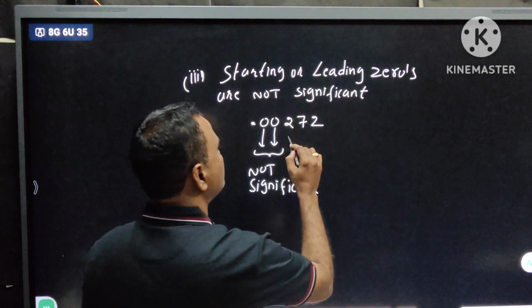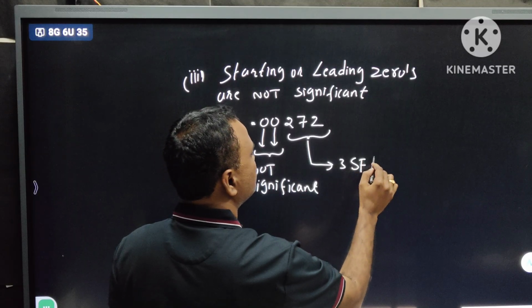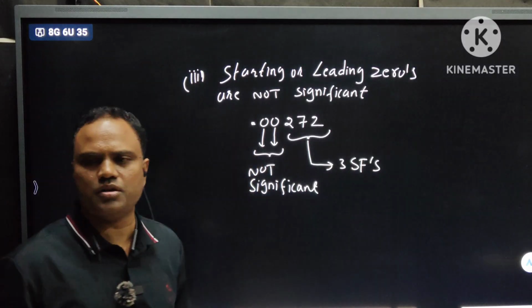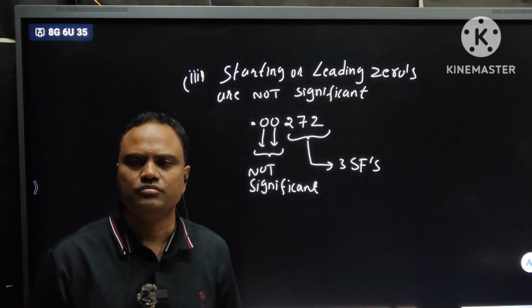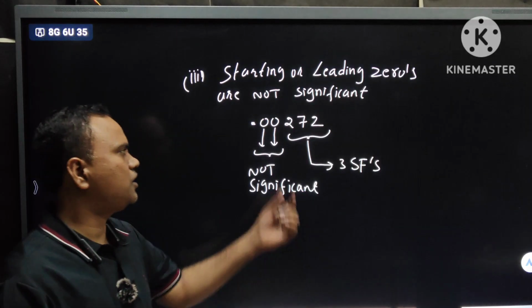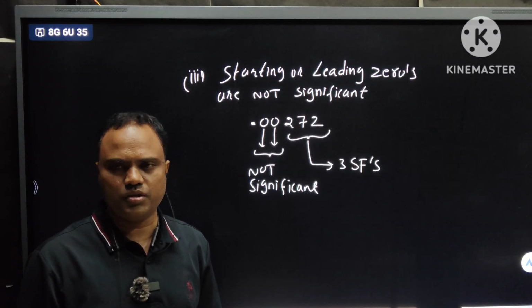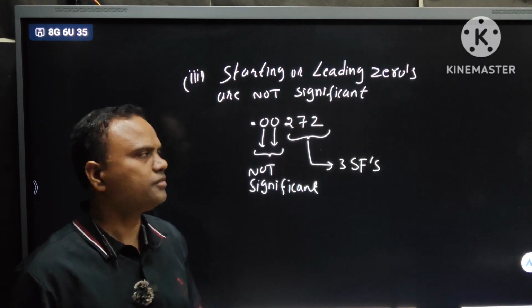So here how many significant figures are present? Tell me. 3 significant figures are present. Starting zeros are not significant. Before the numbers they started, right? So they are not significant. Next.